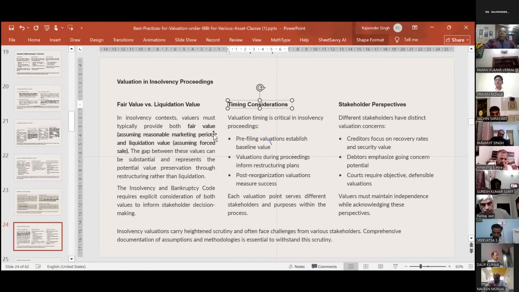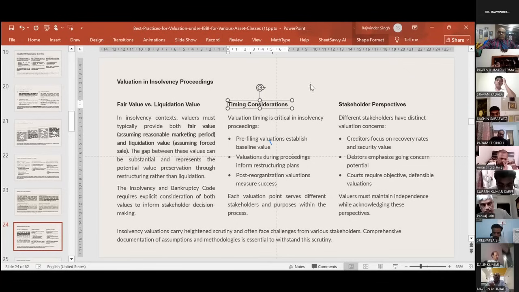So value will depend upon the timing at which you are doing the valuation. It may be pre-filing, before filing of the insolvency proceedings, which will form the baseline of value, or it may be that during the insolvency proceedings you have to do the valuation. It may be for the restructuring plan, and then you might be doing valuation for post reorganization, which determines the success of your plan. So each valuation point serves different stakeholders and purposes within the process.